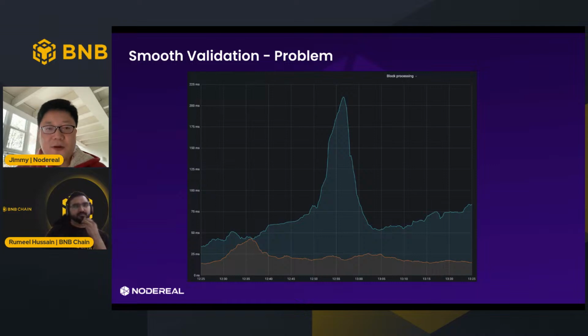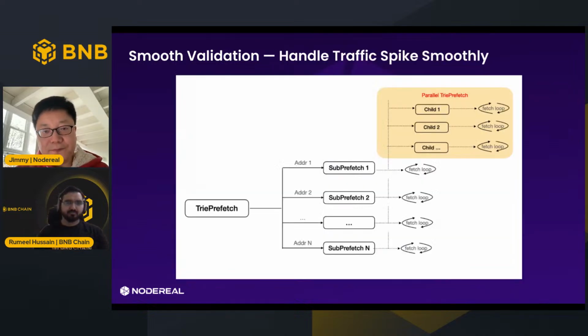From this diagram, you can see the line in the blue area is before smooth validation was introduced. When there is a traffic spike, the block processing time increases very fast. The orange one is after smooth validation was introduced. The block processing time is always stable, even at spike time. The performance and the stability have been improved. So how do we do it?